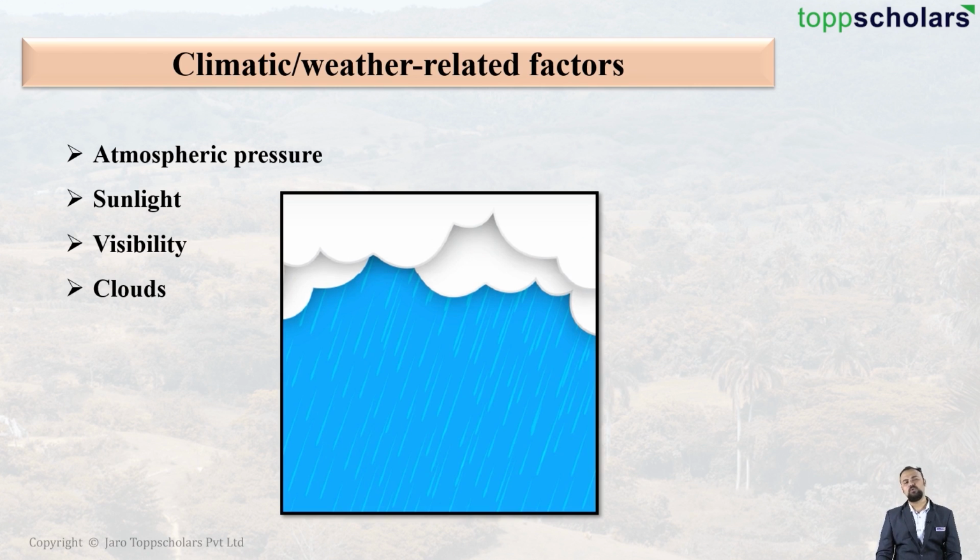Next we have clouds. As you know, clouds lead to rain. So they are also one of the factors which affect weather as well as climate. Next we have the humidity, meaning the amount of moisture present in the air.